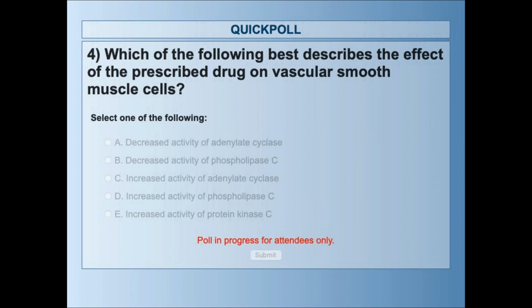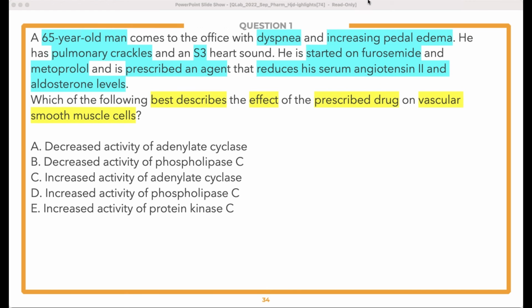Okay, well, it looks like about 70% of you have voted. So let's go ahead and close that poll, and we will share the results. Okay.